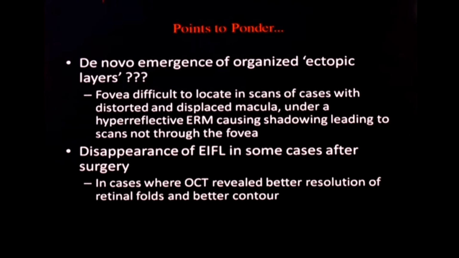The other point that I found a little controversial was disappearance of EIFL in some cases, whereas it did not disappear in other cases. What happened to the cases where it disappeared, and what different happened where it did not disappear? So based on this, I just have 2 or 3 slides that I wanted to show.